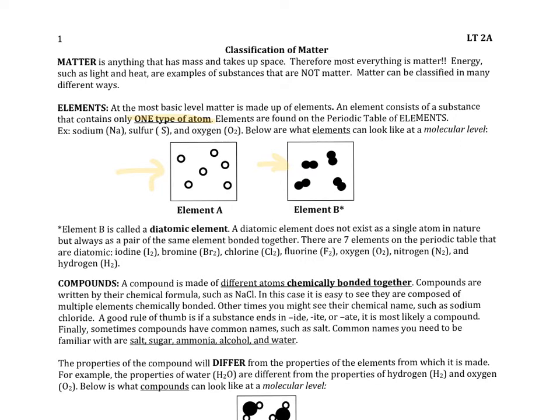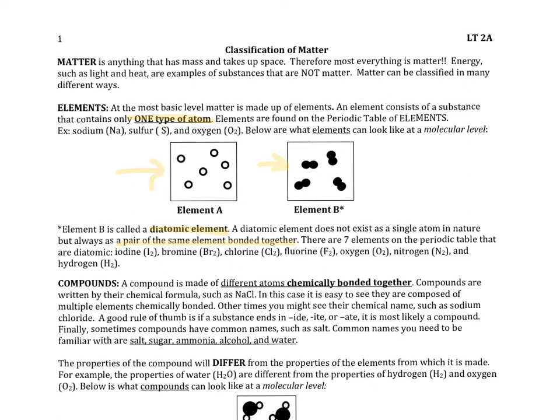Now B is a little bit different because I can see that even though we do have colored in black dots, they are paired up. That is because element B is something called a diatomic, prefix di meaning two, atomic meaning atoms. So a diatomic element doesn't exist as a single atom in nature, but always as a pair of the same element bonded together. There's 7 elements in the periodic table that do that.